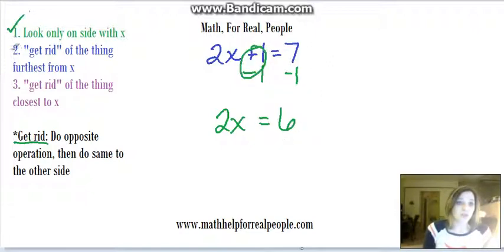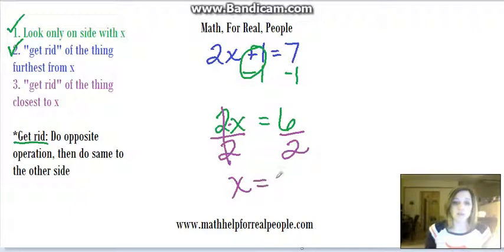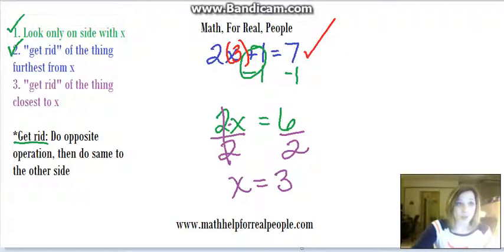So we only looked at the side with x, we got rid of the thing that was furthest away from it. Now we get rid of the box. Get rid of the thing closest to it. So it's being multiplied, so you do the opposite. You divide, and you do it to both sides. That turns into a 1, which is what you want. You want x equals 3. And then you can still double check it. So if you plugged a 3 in right here, and you said 2 times 3 plus 1, does that give you 7?